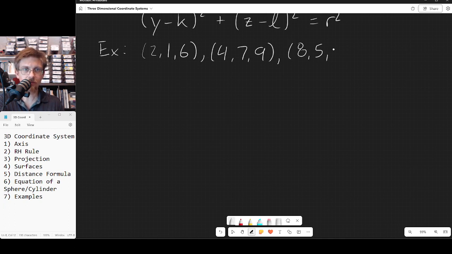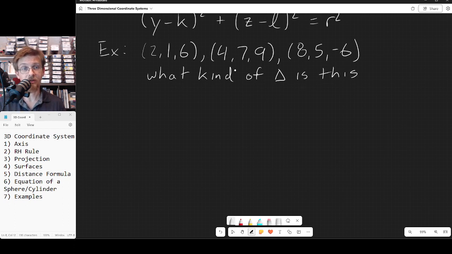You could draw this out if you want to see what it looks like, but we really don't have to. What we're going to be asked about is this: what kind of triangle is this? Is it equilateral? Is it a right triangle? Is it isosceles? Is it scalene? We're going to figure that out. Or could even all 3 of the points be on the same line?